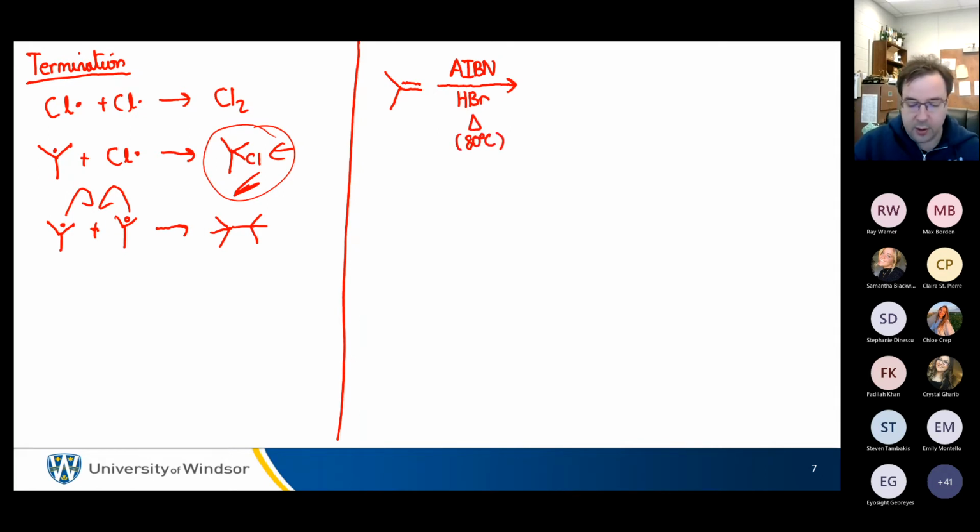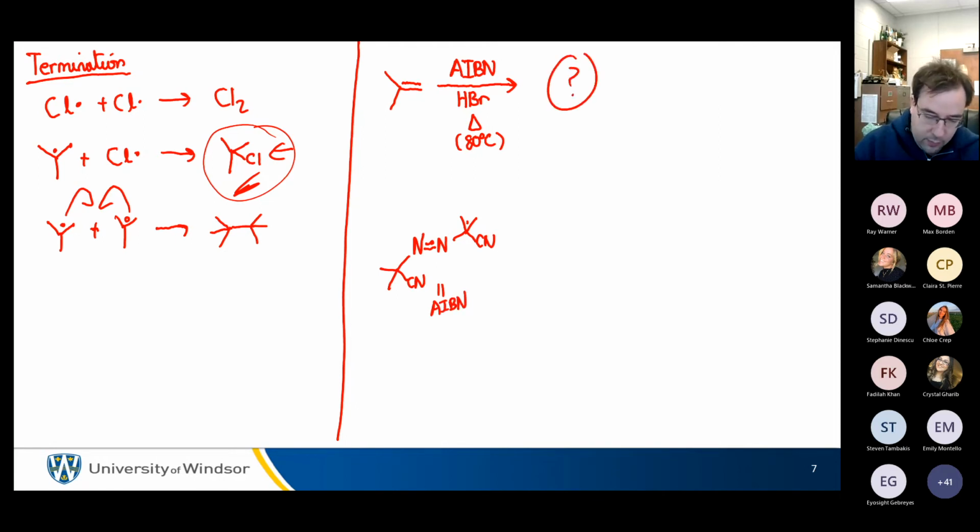By heat, I mean about 80 degrees. AIBN. I definitely have done this in the lectures, so if you follow up on the lectures, you'll get it. So what's the product of this reaction? And what's the mechanism?